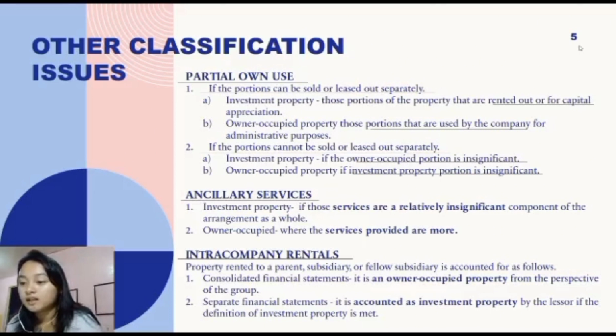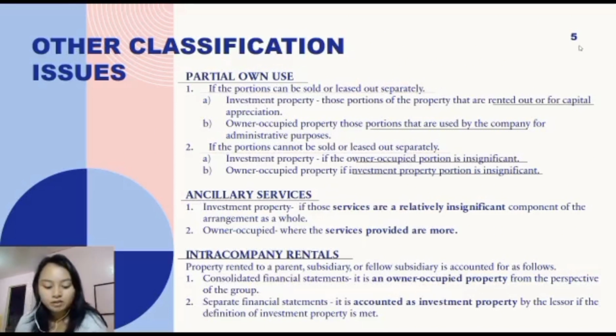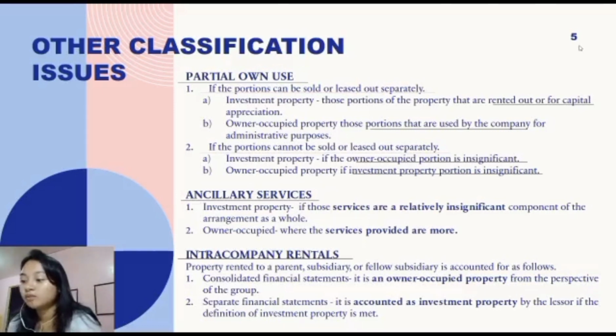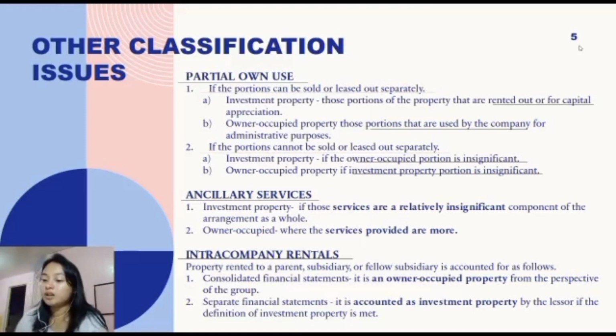Third one is the intra-company rentals. So a property rented to a parent, subsidiary or fellow subsidiary is accounted for as follows. First is the consolidated financial statements. It is an owner-occupied property from the perspective of the group. In the separate financial statements, it is accounted for as investment property by the lessor if the definition of investment property is met.